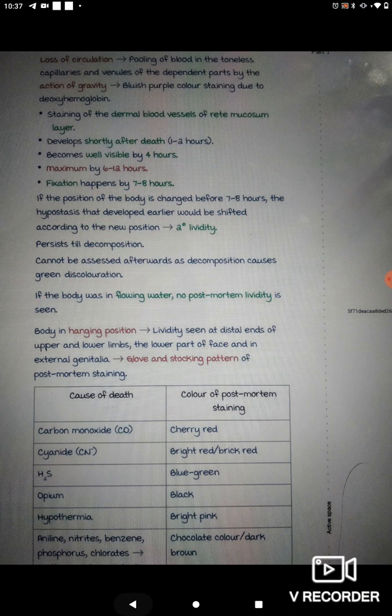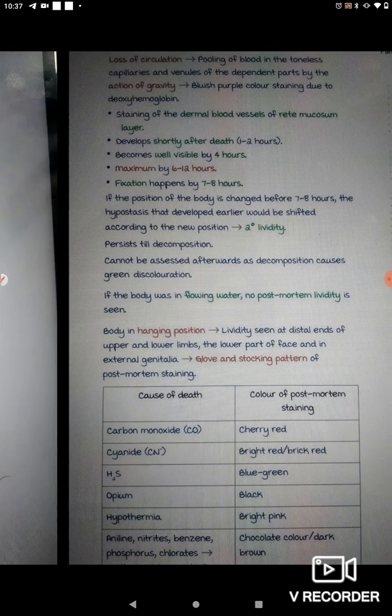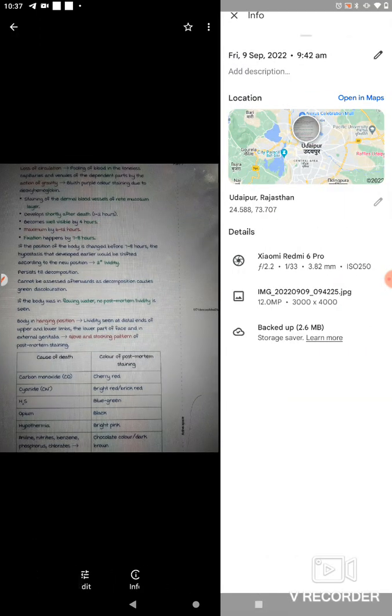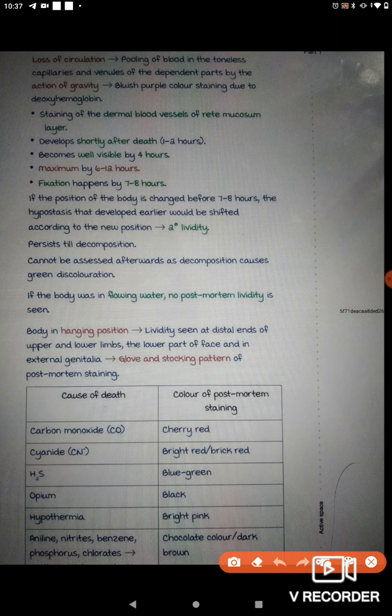So what is the color of the postmortem staining? We'll see the color of the postmortem staining. In carbon monoxide poisoning, the color is cherry red. In cyanide poisoning, brick red. In hydrogen sulfide, it is bluish green. In opium poisoning, it is black. In hypothermia, it is bright pink. And aniline, nitrites, benzene, phosphorus, chlorates give a chocolate or dark brown color.